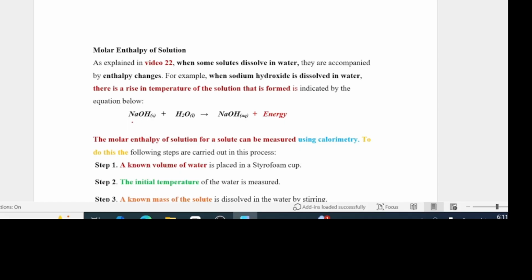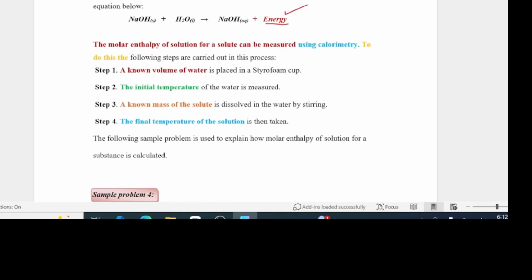Here we are seeing how solid sodium hydroxide crystals are getting dissolved in water to produce a solution of sodium hydroxide with the liberation of energy. And this energy change is called enthalpy of solution. The molar enthalpy of solution for a particular solute can be measured using calorimetry.